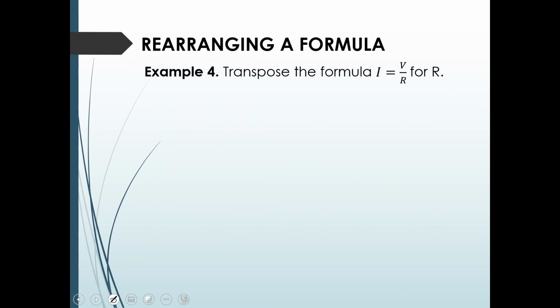Okay, let's move to the next example. Transpose the formula I equals v over r for r. Here, the subject is I, but we want the new formula where r is the subject. So what to do here first? In this case, if you're familiar with cross multiplication, you can do that. This is one way.